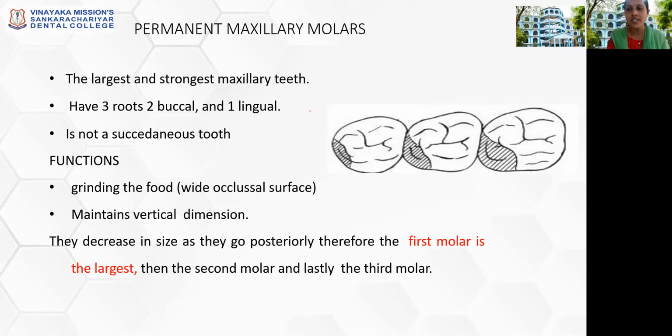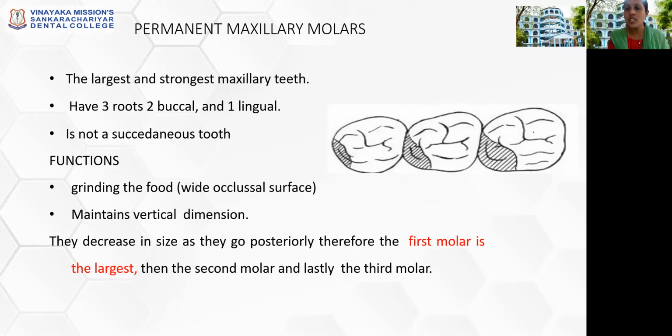It has no succedaneous teeth, meaning all the permanent teeth replace the primary teeth except for the molars. They arise from a separate tooth germ from the dental lamina, and both the development, histogenesis and morphogenesis take place in utero, and the initial calcification starts at birth. So it does not have a succedaneous tooth.